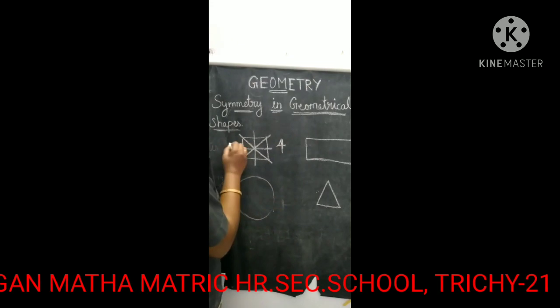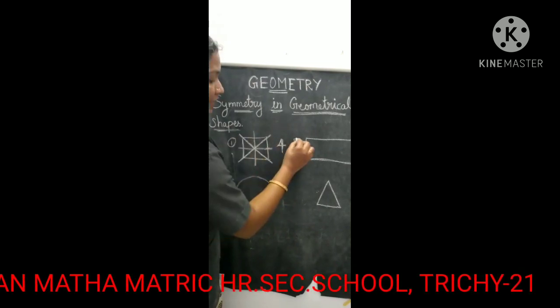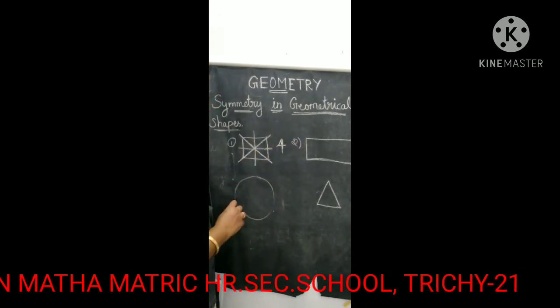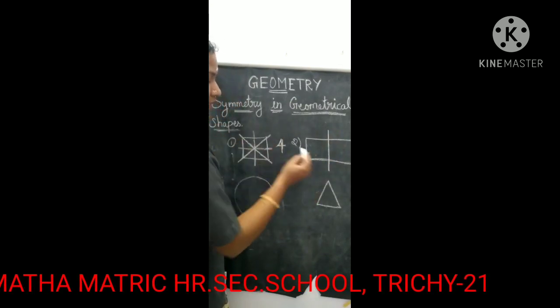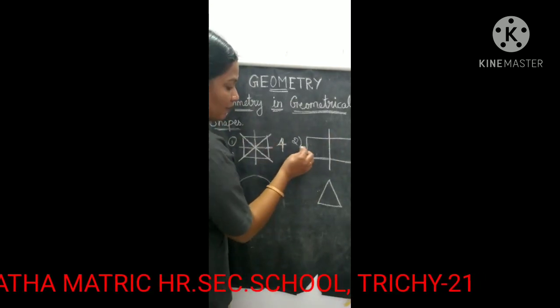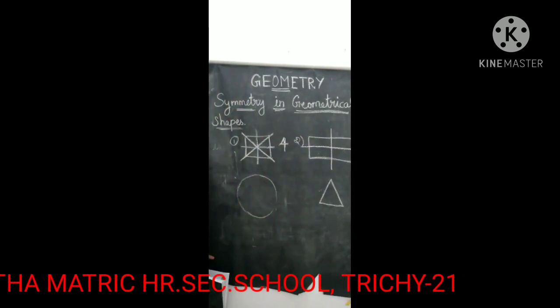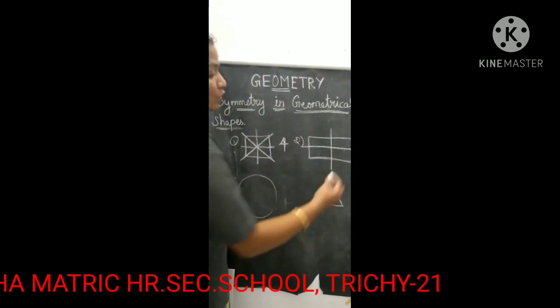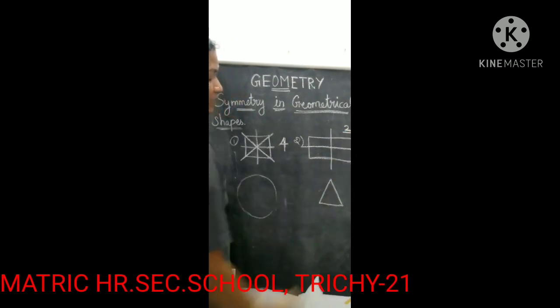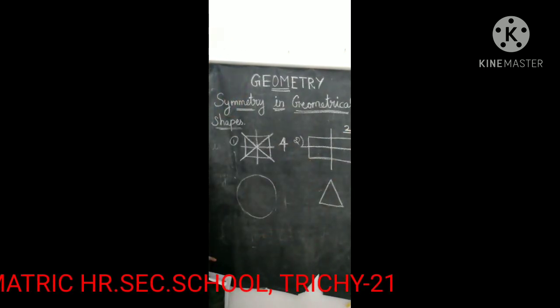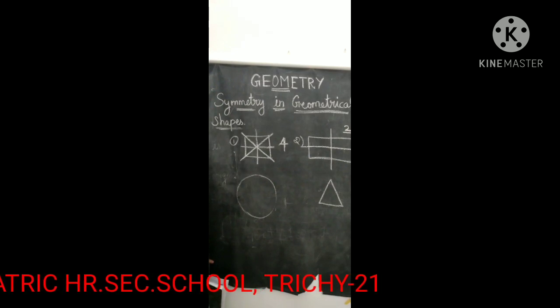Next, the rectangle. See one line of symmetry, and 2. That's all. So a rectangle has 2 lines of symmetry.